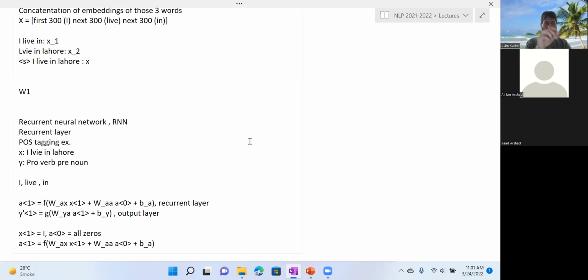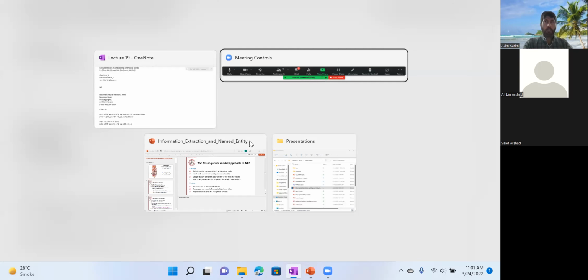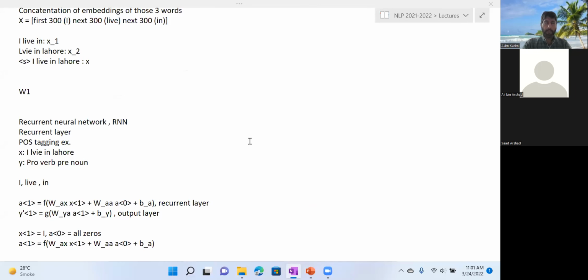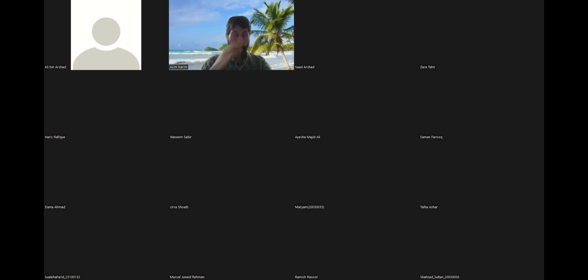Next time I'll also explain how we got this WAA and WAX, and what the reasoning behind this is. Of course, it's very similar to the notation that we introduced earlier for feed-forward networks. So it is the same notation, but I'll just explain it again next time. Okay? Any questions?